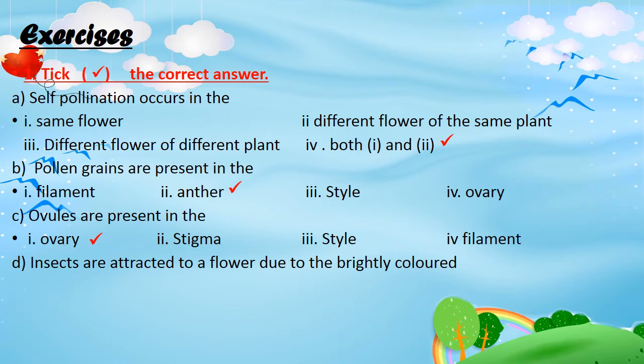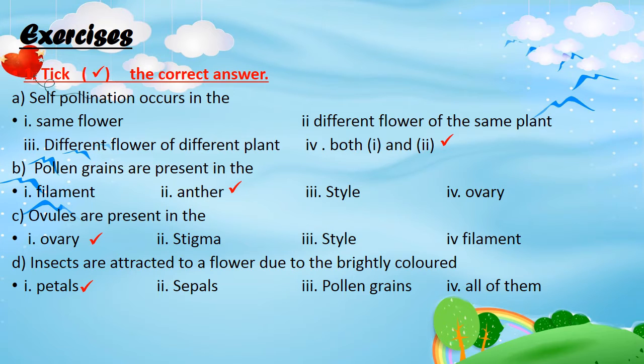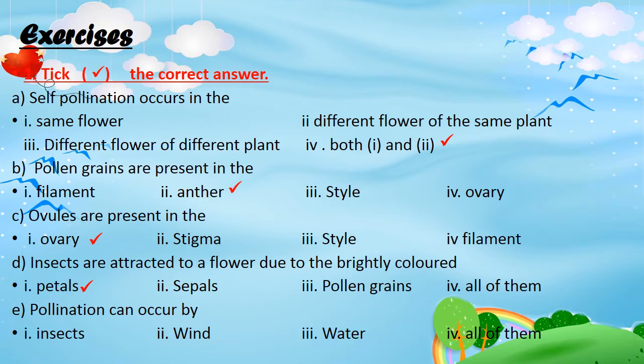Part D, insects are attracted to a flower due to the brightly colored petals, sepals, pollen grains, or all of them. So petals will be the correct answer because petals are very colorful, so they attract insects, which increases the chances of pollination. Part E is pollination can occur by insect, wind, water, or all of them. So students, we all know that pollination can occur by all of them. So our correct answer will be number 4.